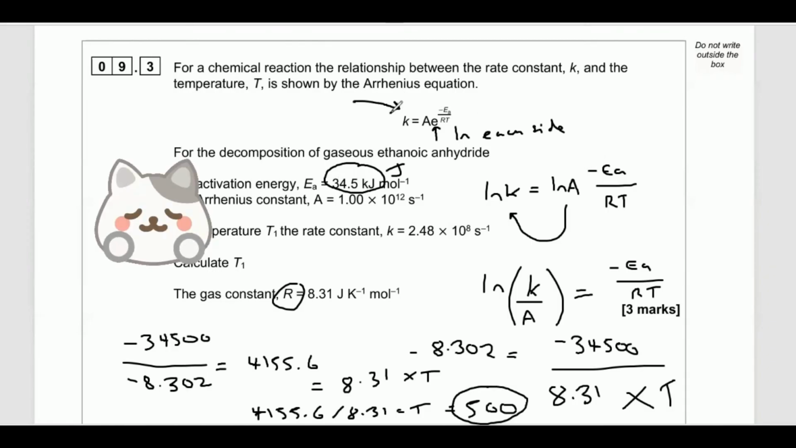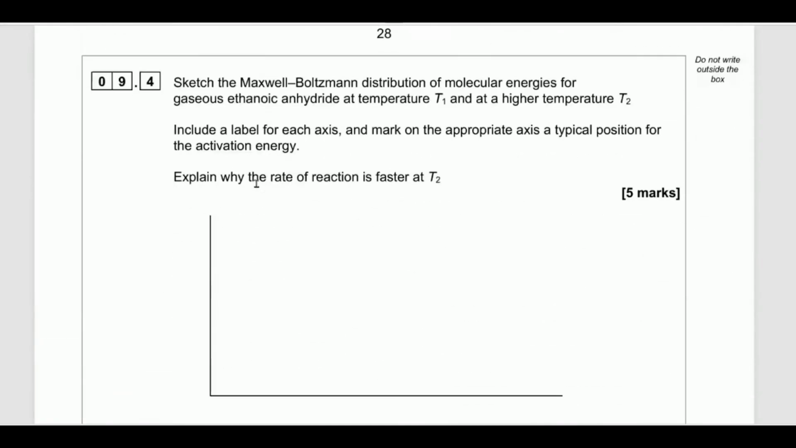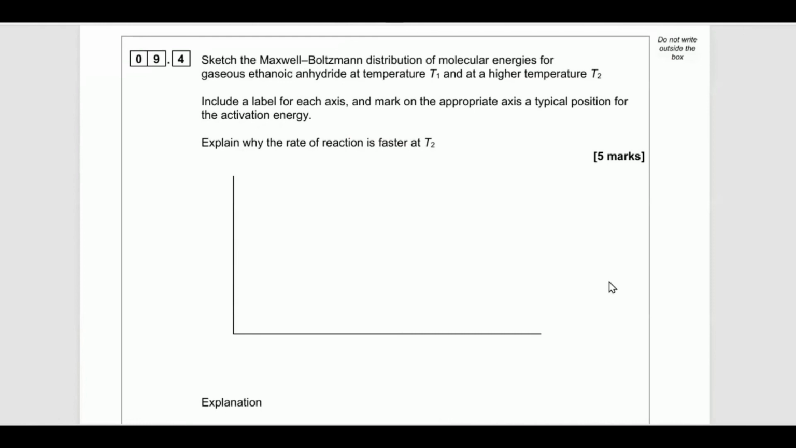So let's move on to the final part of the question, and that's 9.4. So let's zing down and get on with 9.4. We pick up the marks. Here's roughly where you get the marks. Sketch the Maxwell-Boltzmann distribution of molecular energies for the gaseous ethanoic anhydride at temperature T1 and at a higher temperature T2. Include a label for each axis. Mark on the appropriate axis a typical position for the activation energy. Explain why the rate of reaction is faster at T2.